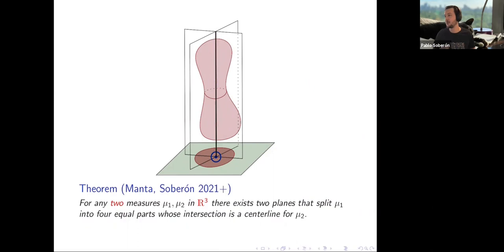And so it is a bit of a mix and match between the two previous ones, but this one, if mu one and mu two coincide, I haven't found a way to see that it's immediately trivial. That for a measure, you can find two planes that cut it into four equal pieces, but the line of the intersection is a center line for that measure. The result we had is the line of intersection has this property with 1/4 of the measure, but now it has this with 1/3 of the total measure.